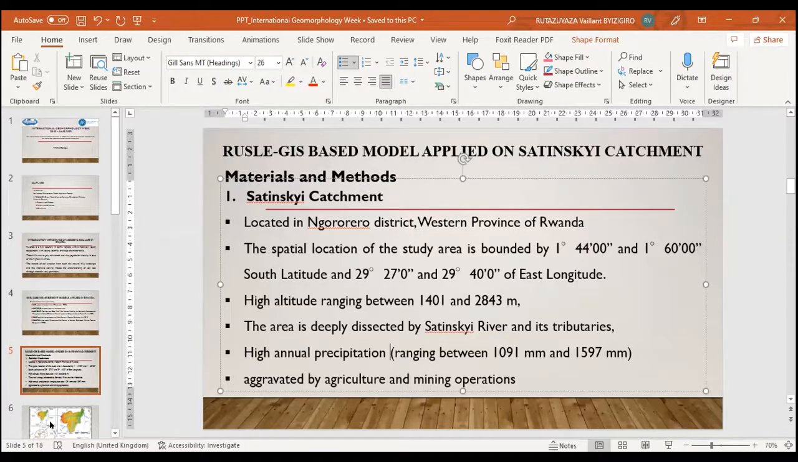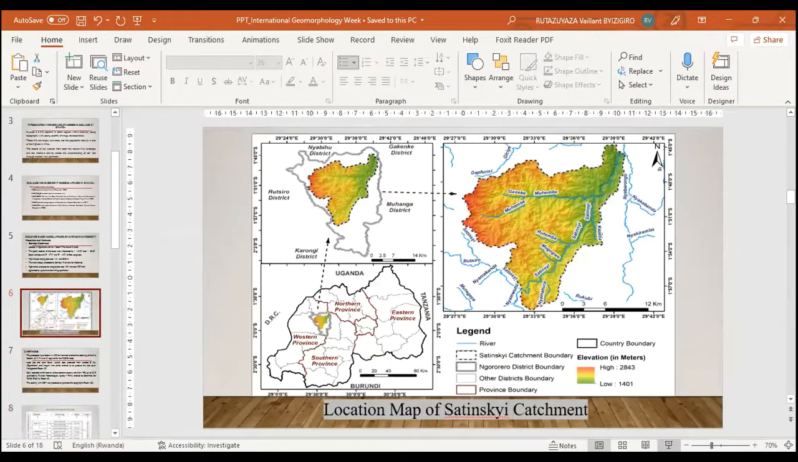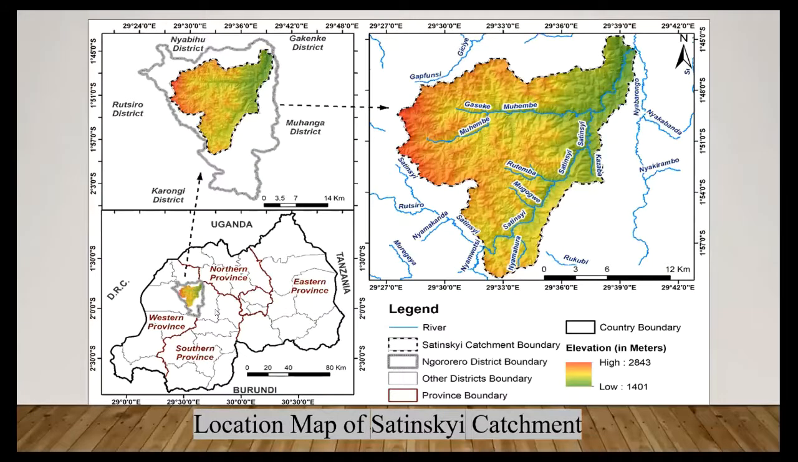So maybe as we can see on this map, this catchment is located in this western province, specifically in the Ngororero district.